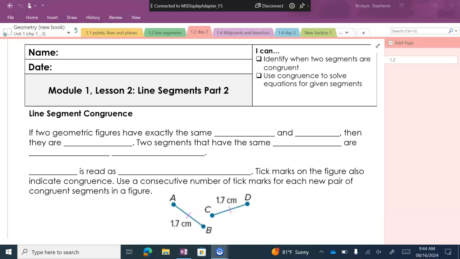Right, ready? Okay, so we're talking about, again, line segments. My stuff's flying away. Sorry. What does it say at the very top? Line segment what?